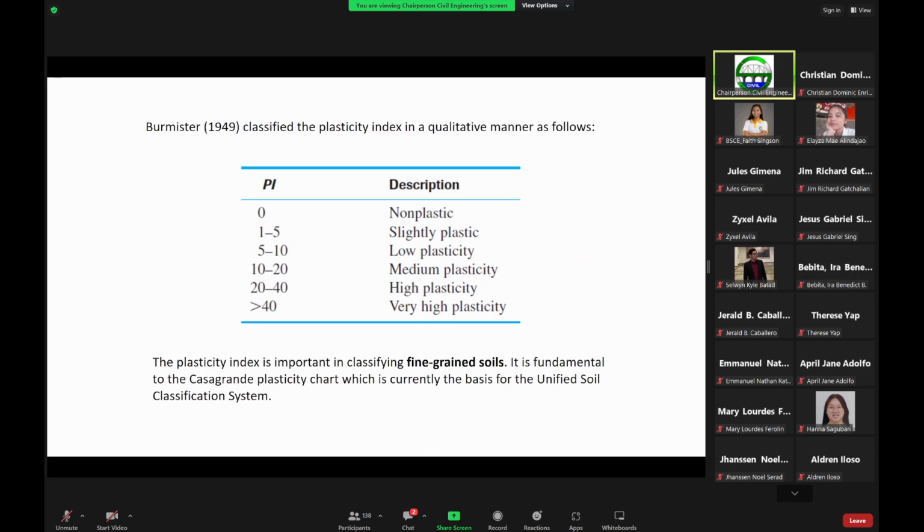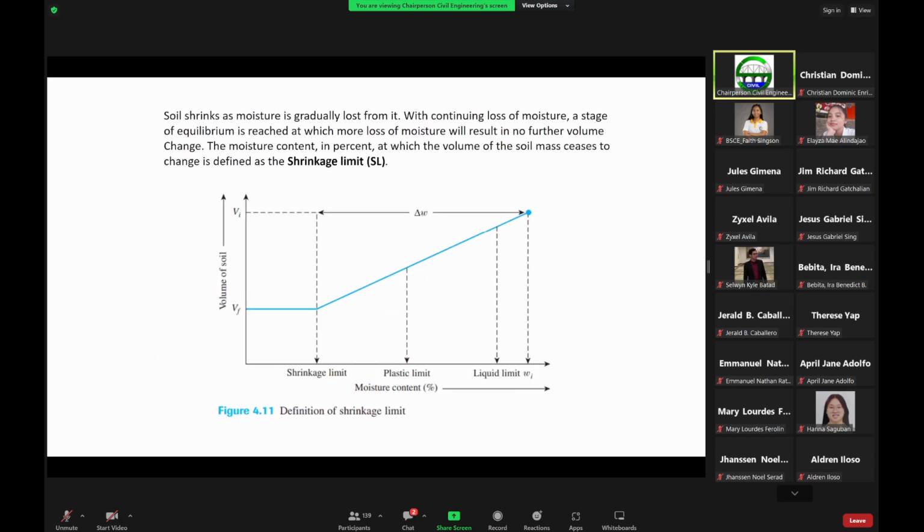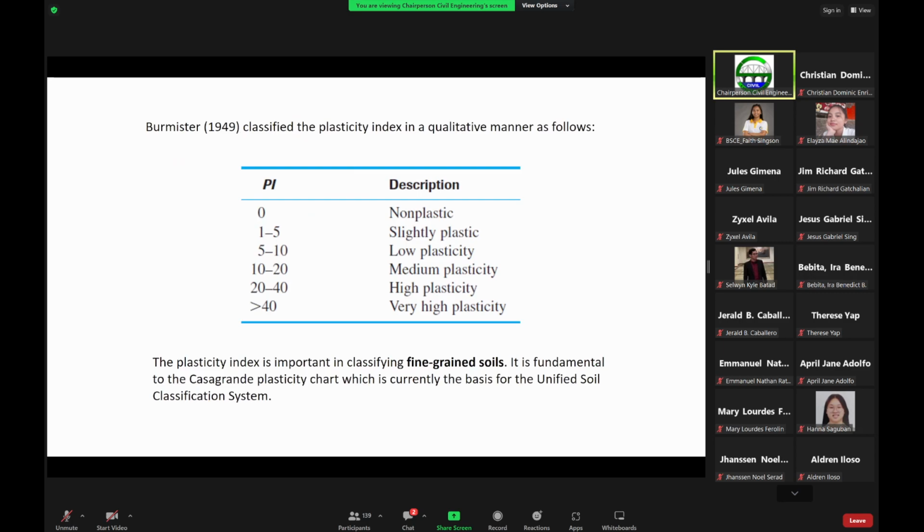So the plasticity index is important in classifying a fine grain soil. It is fundamental to the Casagrande plasticity chart, which I will show later. The Casagrande plasticity chart is currently the basis for the Unified Soil Classification System, or USCS, which will be our next topic, next meeting. Don't worry, this is found in your book.